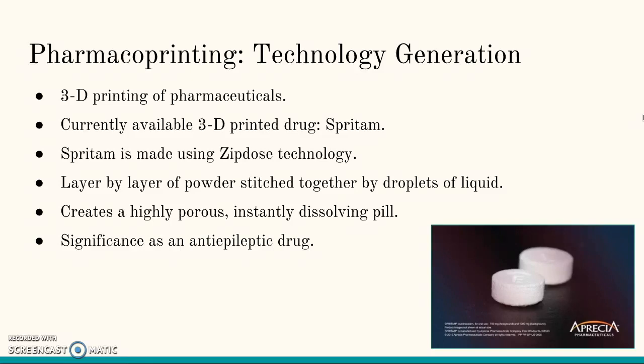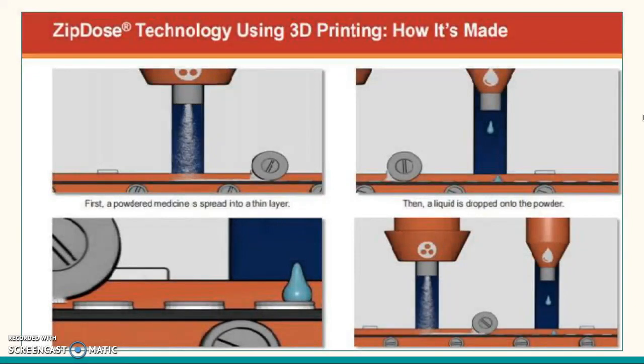This process creates a highly porous pill that can instantly dissolve, making it possible to administer medication on a seizing person without it being a choking hazard. The figure shows a visual of the described process that ZipDose technology uses to create Spritam.